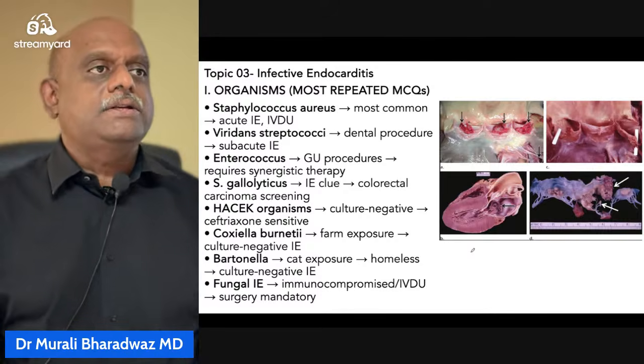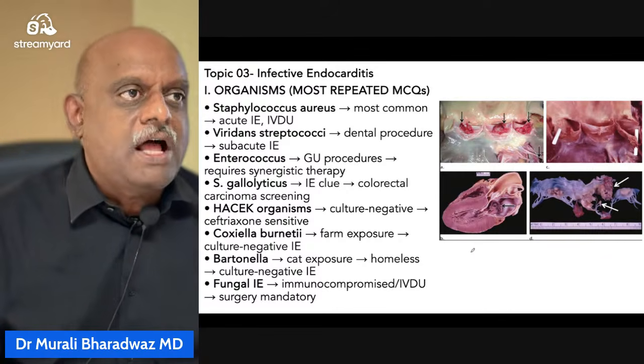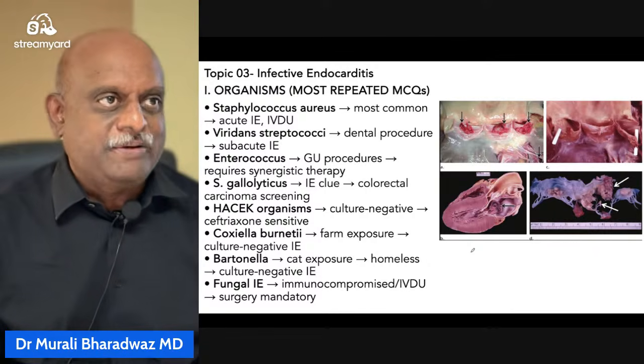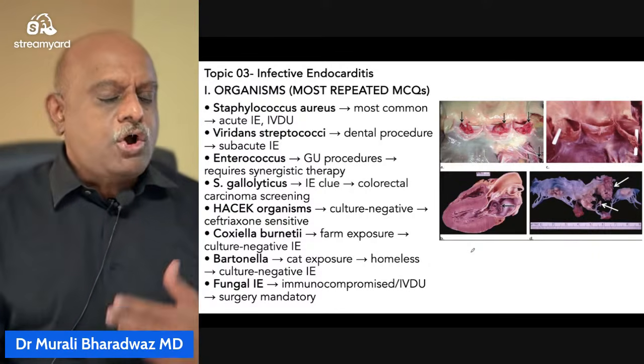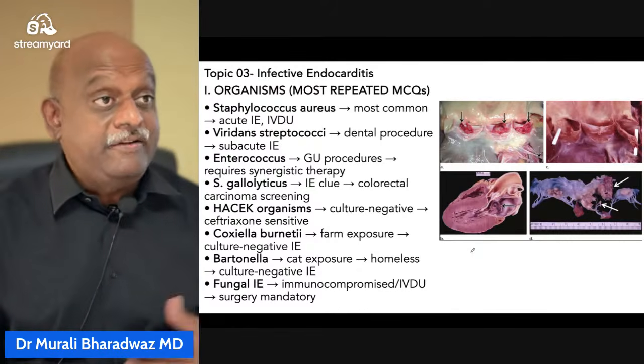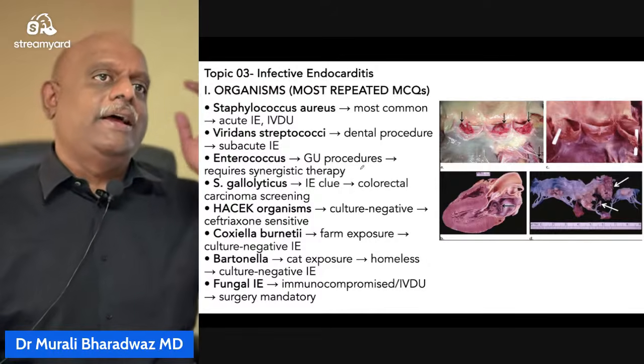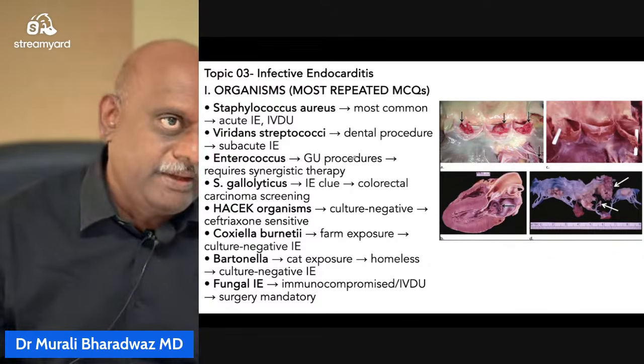Infective endocarditis is the third most high-yield topic. This is easier because there is not much logic, unlike our earlier topics. The most common cause, whether it is acute infective endocarditis or IV drug users infective endocarditis, is Staph aureus. That is what you need to remember.